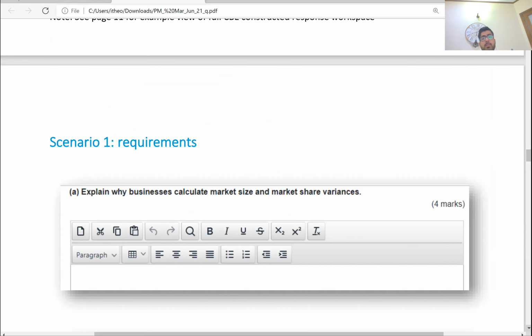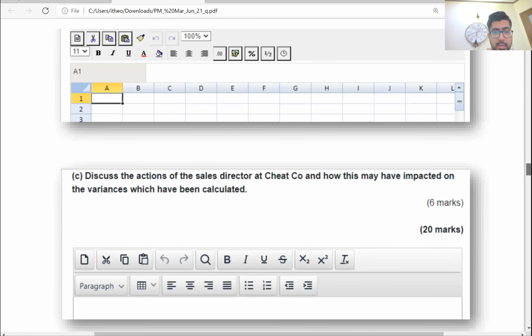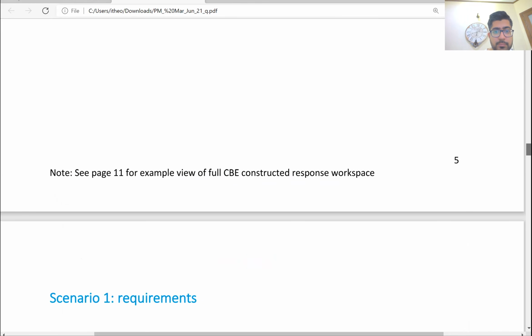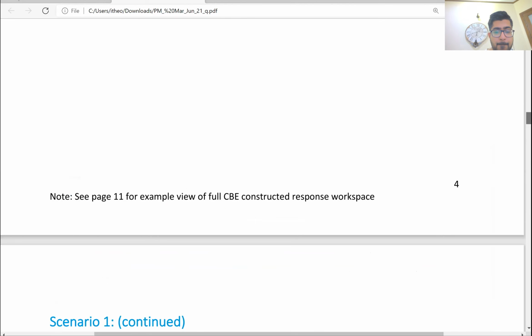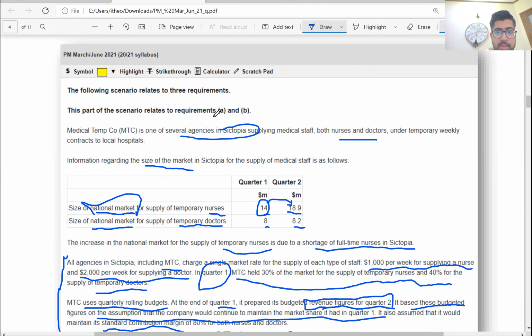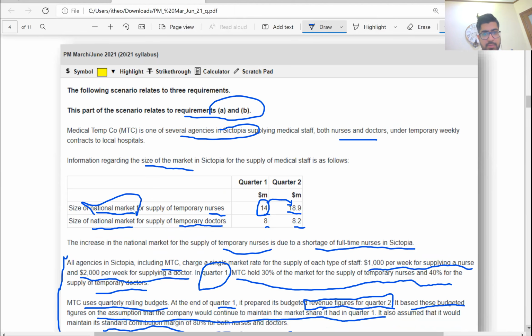Now the requirements are coming. Let's focus on the requirements now. There are 3 requirements, A, B, and C, for 20 marks. If you go back to the question, this part of the scenario relates to requirements A and B. So first, let's focus on A and B.